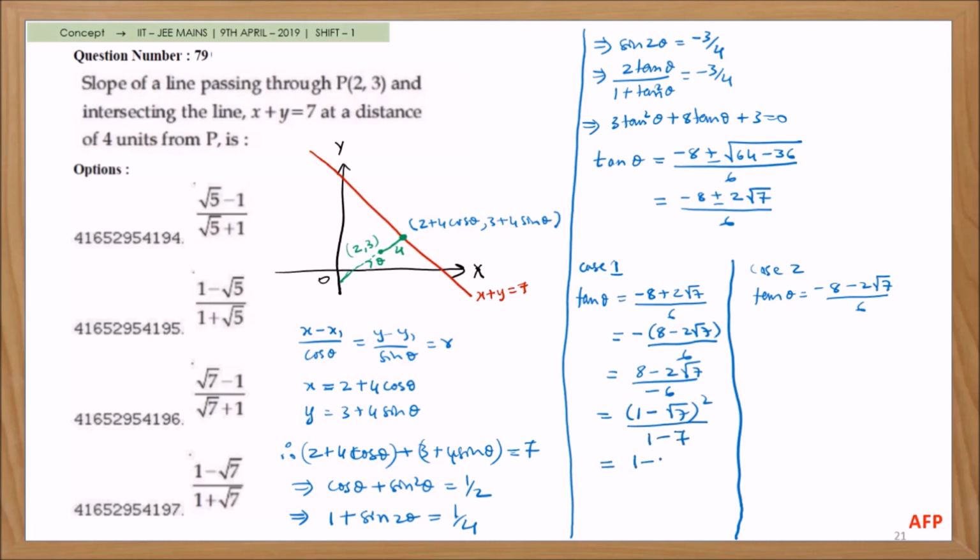So this you can write as (1 minus root 7) whole square divided by (1 minus root 7) into (1 plus root 7). Okay, you can go for cancellation. So you are getting the answer (1 minus root 7) divided by (1 plus root 7). So this is the answer you got. The fourth option it is following.